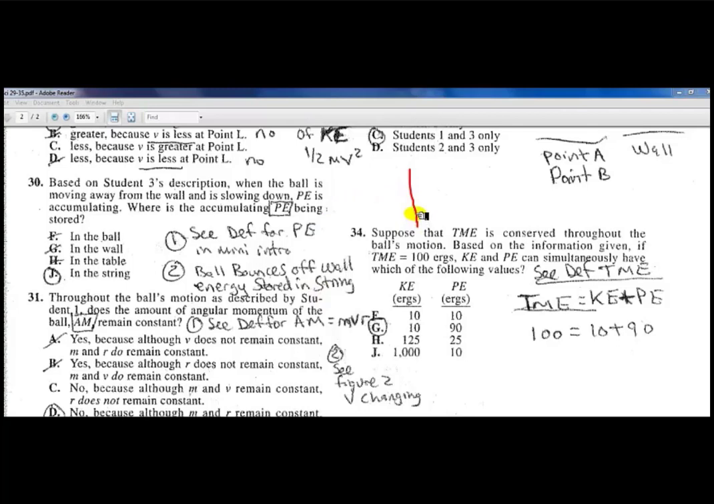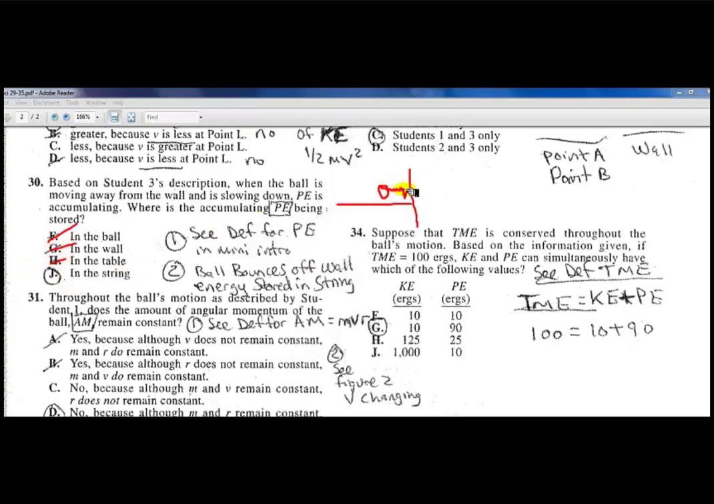Here's the table and the wall. Here is that ball halfway out, and that string is kind of loose. The potential energy, is it in the ball? No. Ball is basically going to move. Is it the wall? The wall is stationary? No. Is it the table? The table is stationary? No.